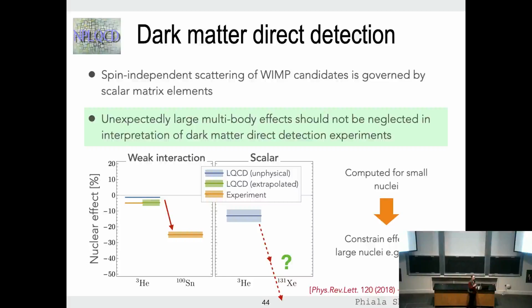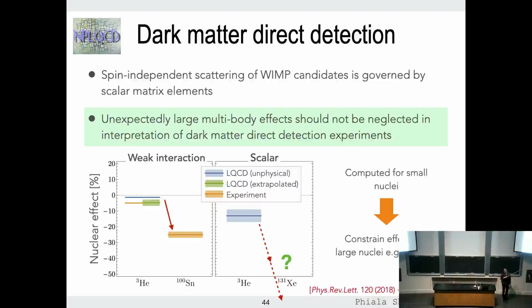So, of course, the microscopic theory of dark matter is unknown. But the generic low energy limit of a spin-independent interaction is scalar, and so what are called the scalar matrix elements are particularly relevant to a large class of possible dark matter candidates. So what I'm showing you here is these nuclear effects in the scalar matrix elements compared to weak interaction matrix elements. Why am I using weak interaction matrix elements? Because that's one where we can go and measure the nuclear effects for different size nuclei, right?